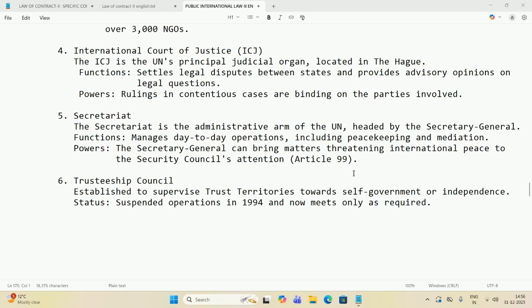And then sixth, and the last, is Trusteeship Council, established to supervise trust territories towards self-government or independence. Status now: it suspended operation in 1994 and now meets only as required.